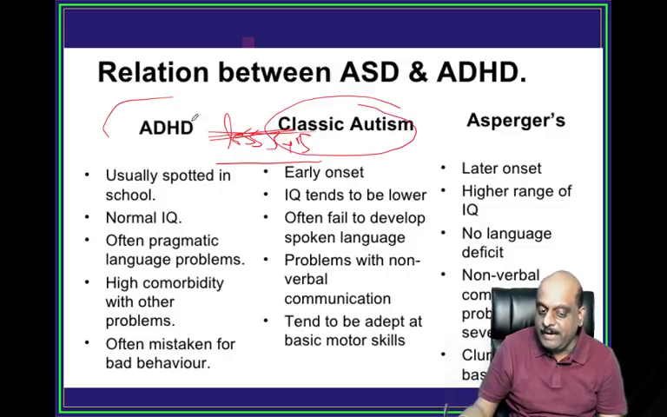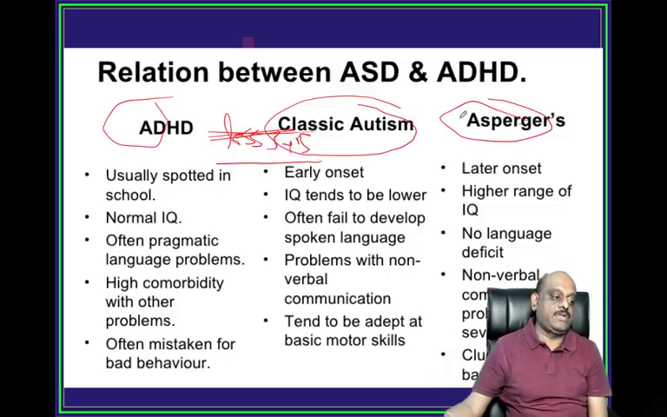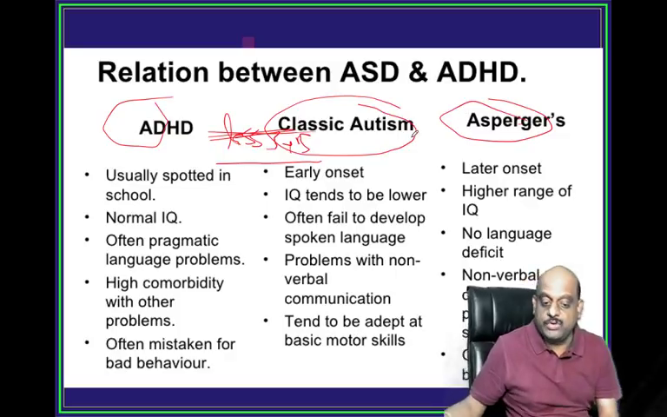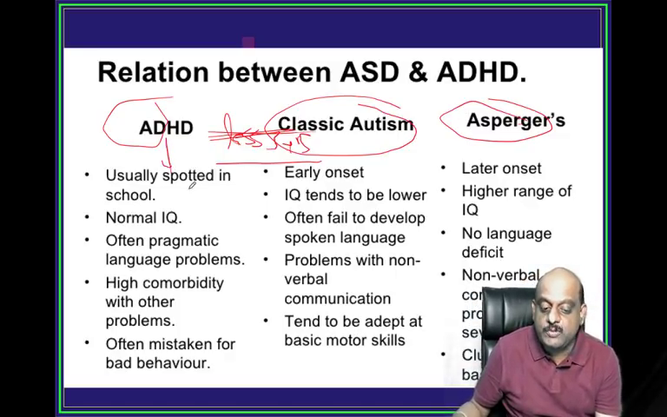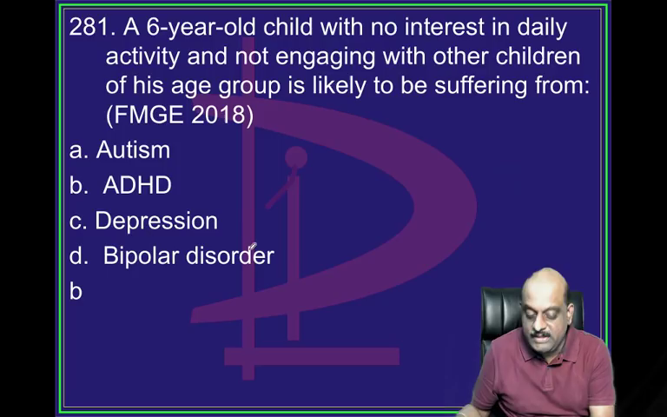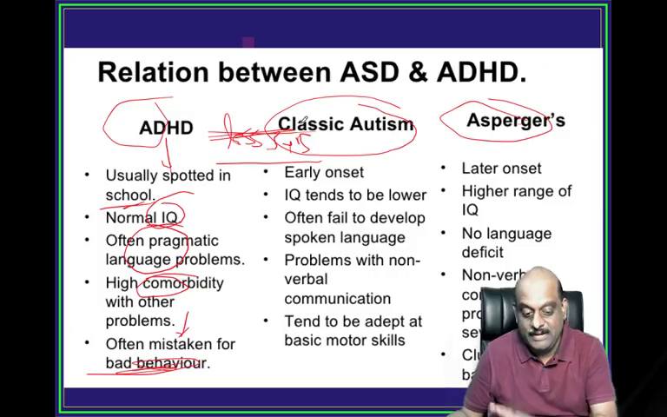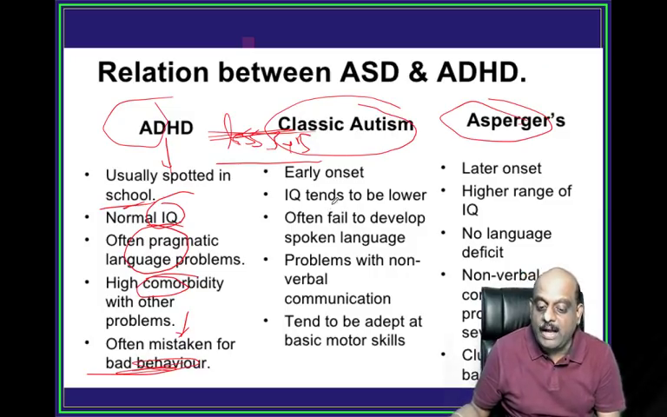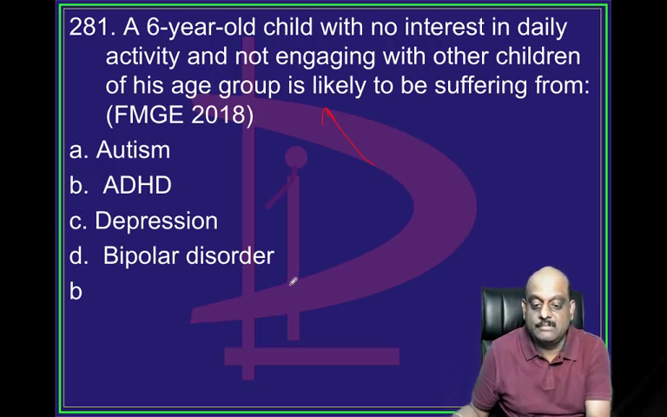So autism, ADHD, Asperger are very close. ADHD is spotted in school. They have a normal IQ. Pragmatic language problems. High comorbidity with other problems, often mistaken for bad behavior. Actually, this is not even fitting into that. Classic autism, IQ is lower. They often fail to develop spoken language. Problem with non-verbal communication. But only problem is age.